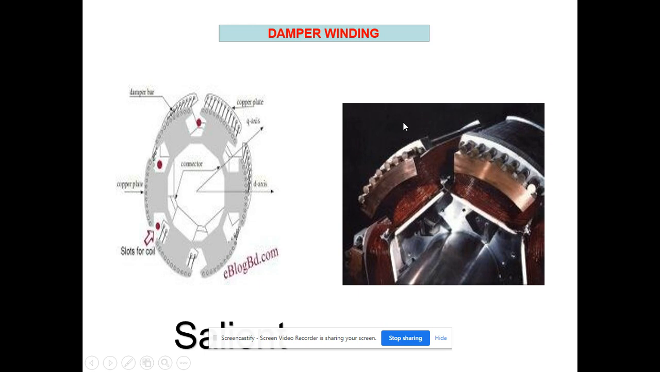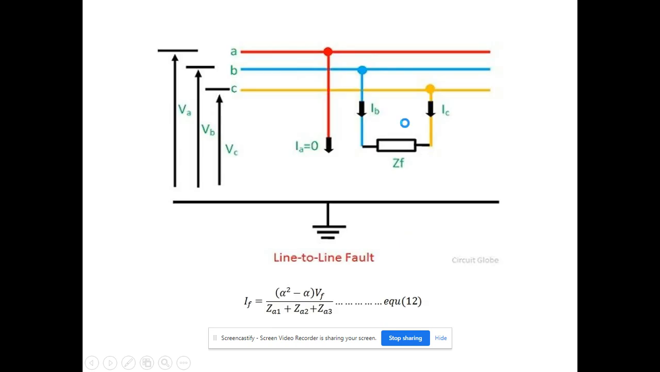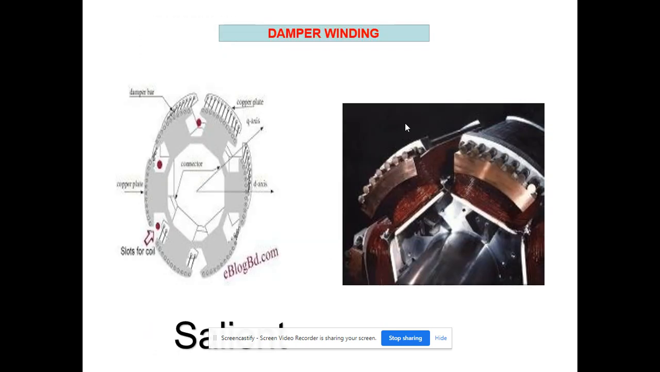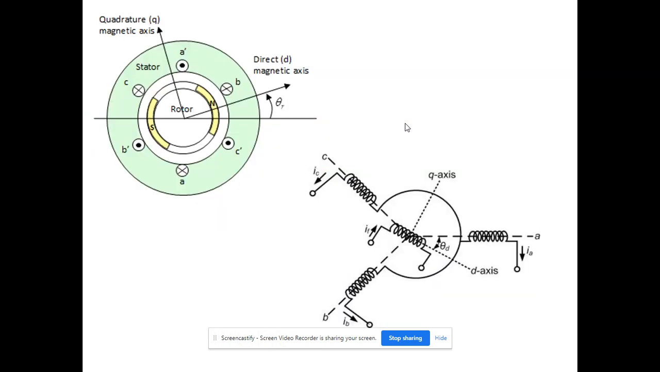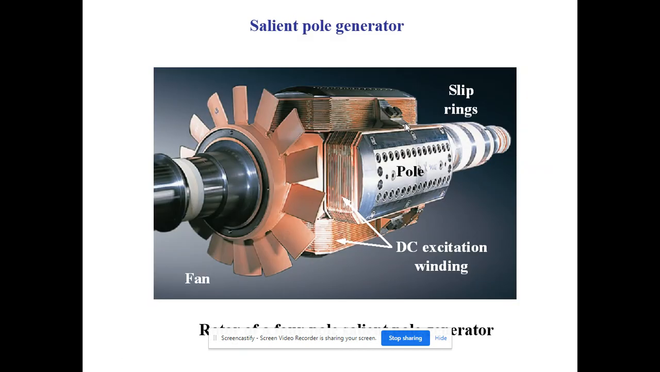What did we discuss today? What is the damper winding, and what are the direct and quadrature axes? Next, what are the parameters, and how does the synchronous generator work? What are the two different types of synchronous generator? One is salient pole, and one is non-salient pole.